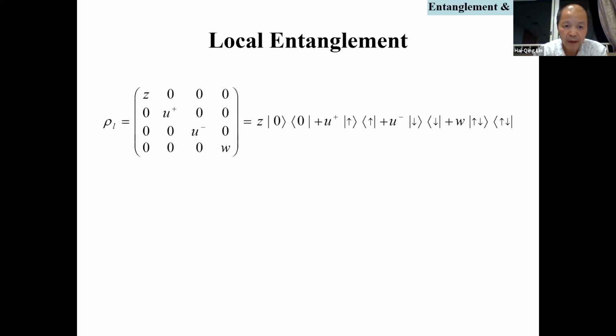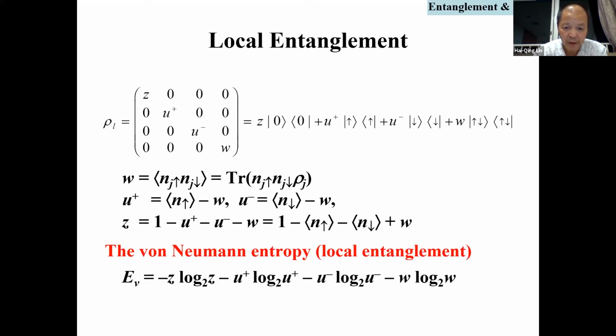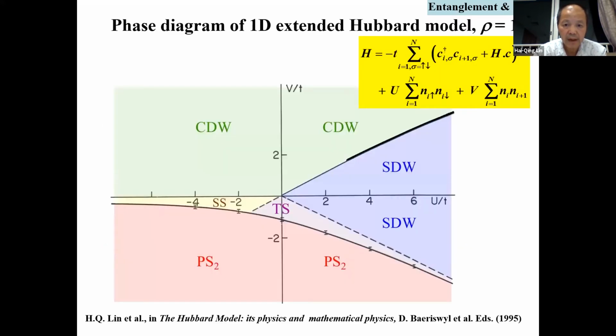From the 4x4 matrix eigenvalues, I construct the von Neumann entropy, such as here, and this is what I call local entanglement. Now, for the extended Hubbard model, many people in the audience already know the phase diagram is very rich. For example, this is the phase diagram of the one-dimensional extended Hubbard model at half filling. Then you can see there are charge density wave, spin density wave, phase separation, and superconducting phases, all showing here.